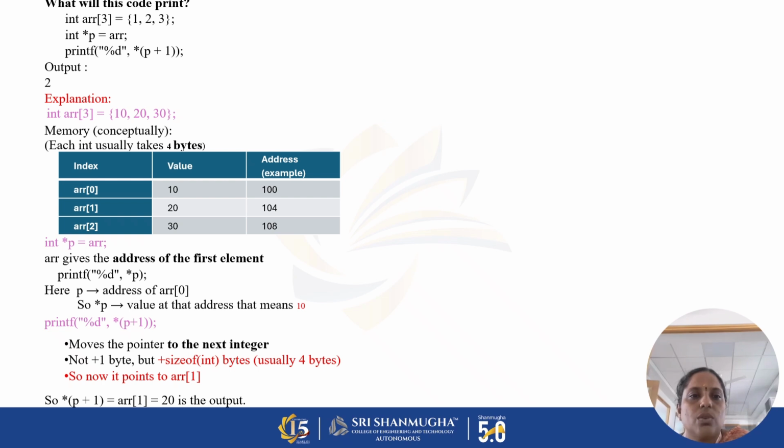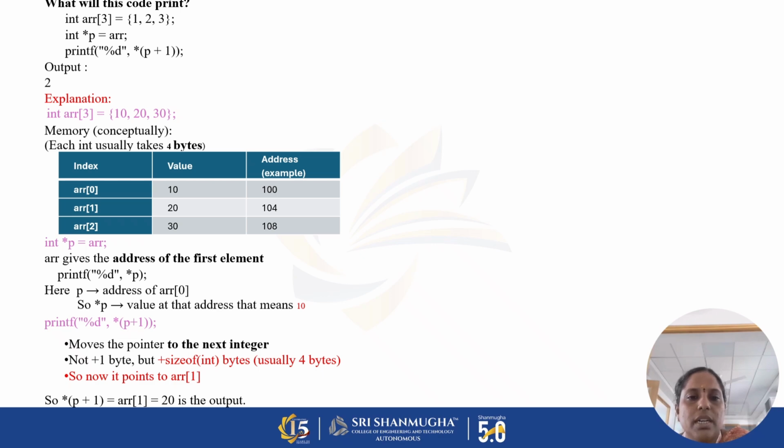Next, what does this code print? int array[3] = {1, 2, 3}; int *p = array; printf("%d", *(p + 1)). The output is 2. Explanation: int array[3] = {10, 20, 30}; the output will be 20. This is memory management. array[0] will have the value 10, array[1] the value 20, and array[2] the value 30.